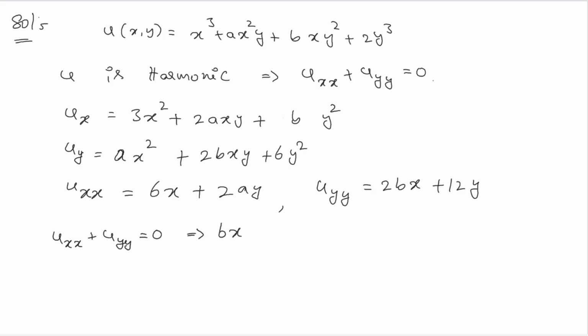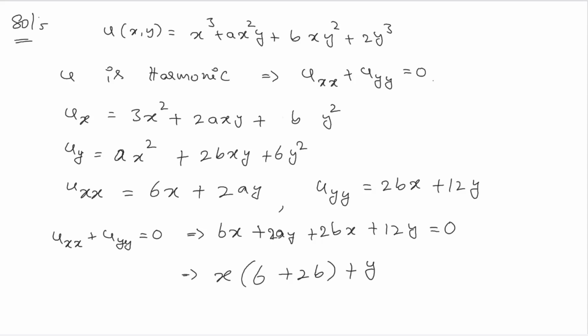Now by the Laplace equation we have uxx plus uyy equal to 0. That is 6x plus 2ay plus 2bx plus 12y equal to 0. That implies when we take x common we get 6 plus 2b, plus when we take y common we get 2a plus 12, and that is equal to 0. This is for all x comma y.